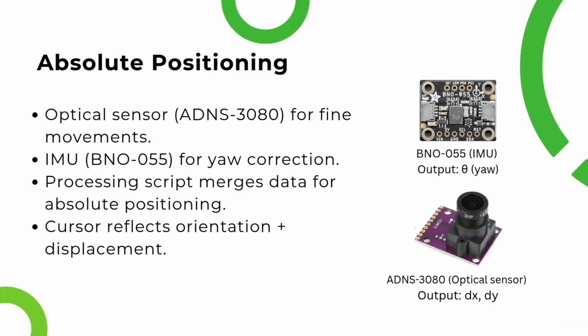So how does absolute positioning work? The absolute positioning is handled in Processing. So we read the relative movement from the optical sensor, and then we rotate those components based on the current orientation of the mouse, which we get from the IMU's yaw angle. This allows us to compute the absolute position on screen, independent of how the device is rotated.